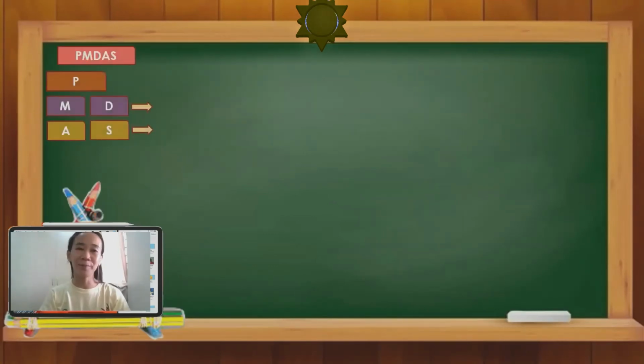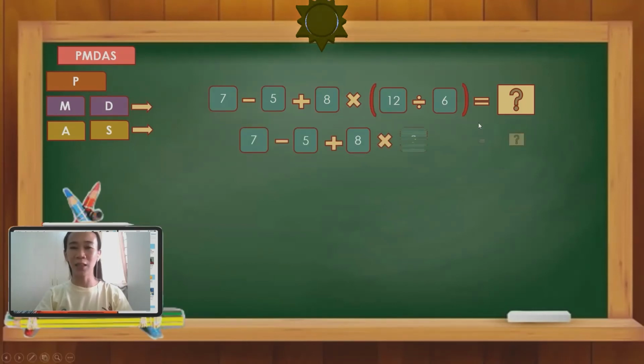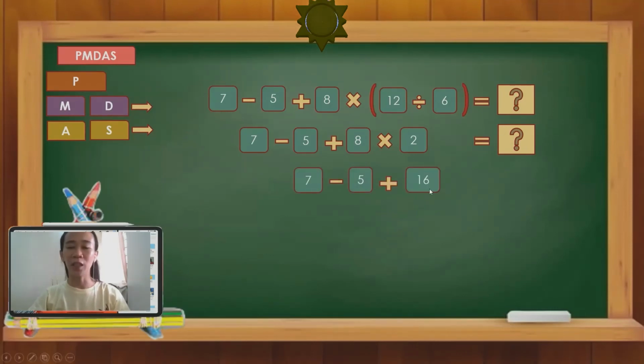One last example. 7 minus 5 plus 8 times quantity 12 divided by 6 quantity. What's your answer here, Guadans? Okay, let us solve again. First, inside the parentheses. So that will be 12 divided by 6. First, we're going to copy 7 minus 5 plus 8 times 12 divided by 6, which is 2. Next, do we have parentheses? No more. Do we have multiplication or division? Yes, so that will be 7 minus 5 and then 8 times 2 is 16.